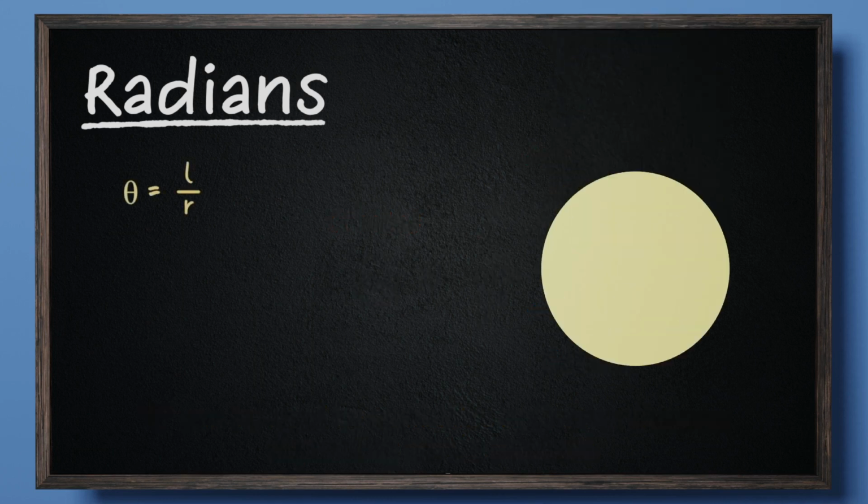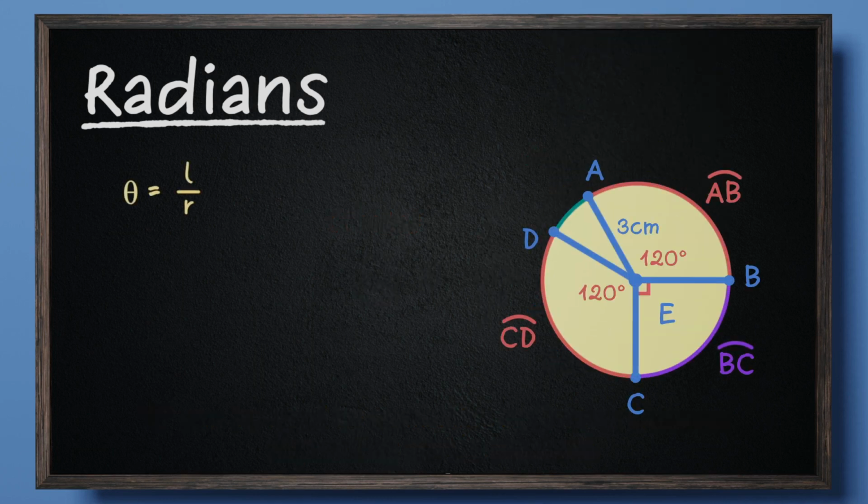Going back to our example with circle E, we can calculate the measure of arc AB in radians. Earlier, we determined that the length of arc AB was 2 pi centimeters. Plugging this and our radius into our formula, theta equals L over r, we get theta equals 2 pi over 3. Our equation can simplify to theta equals 2/3 pi, and the measure of arc AB in radians is simply 2/3 the value of pi.